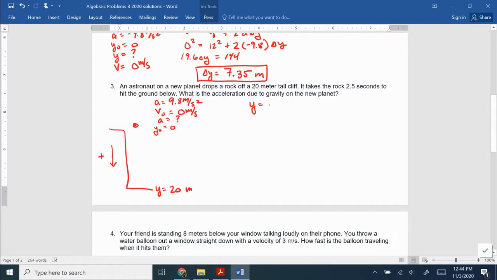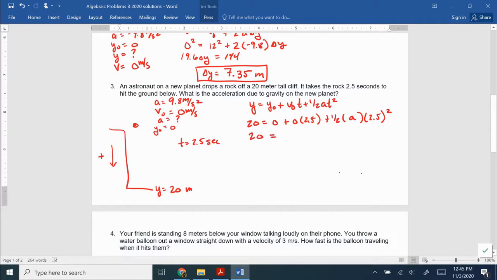Same deal as number 1, you're going to use the John equation again. So that's going to give you 20 is equal to 0 plus 0. Oh, and shoot, sorry, you also know that t is equal to 2.5 seconds. Sorry about that. Oops, not 9.8. We don't know that. That's what we're looking for. Sorry about that.